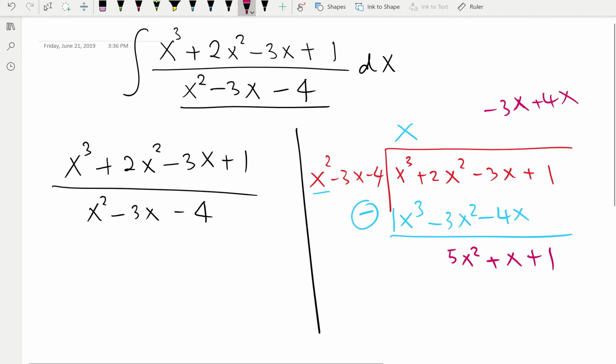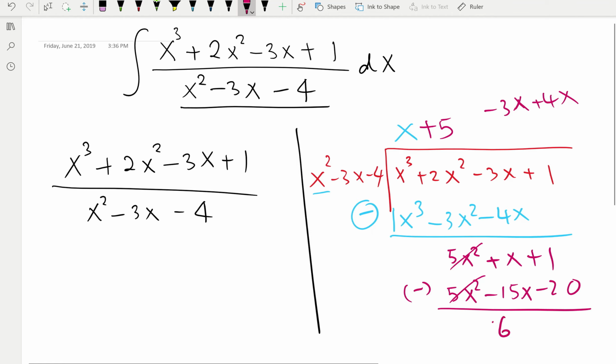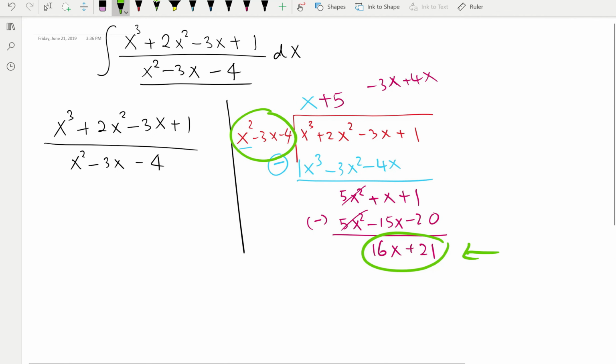Alright, so now if you compare 5x squared and x squared, you just have to multiply by 5 to create 5x squared out of x squared. So multiply by 5: 5x squared, 5 times negative 3 is negative 15x, and 5 times negative 4 is negative 20. Now again you subtract. 5x squared cancels out, x minus negative 15x is 16x, 1 minus negative 20 is 21. Perfect. Now this is a first degree polynomial, but the divisor is a second degree polynomial, so we cannot move further. The remainder is smaller than the divisor, so that's the remainder. We stop our long division here.